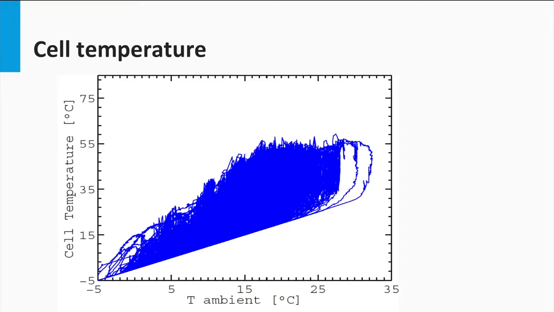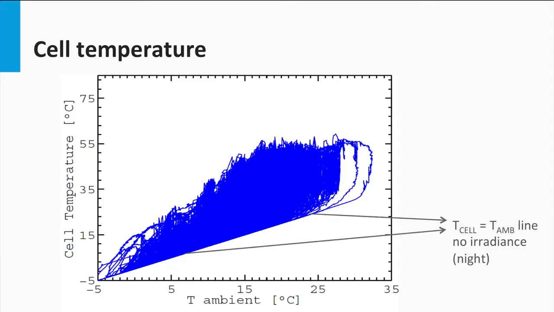This graph outlines the main inferences from the NOCT model. The line indicates the cell temperature is ambient temperature line. There are no data values below this line as there are no negative irradiance values. This means that the cell temperature can never go below the ambient temperature. The least cell temperature values will be equal to the corresponding ambient temperature, and these will occur when there is zero irradiance, in other words, at night.